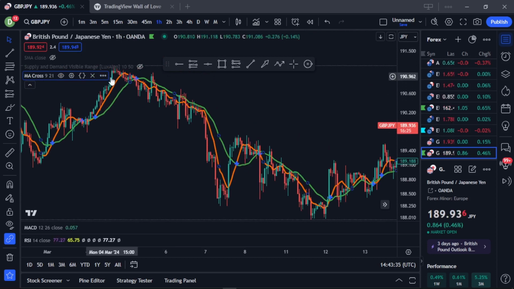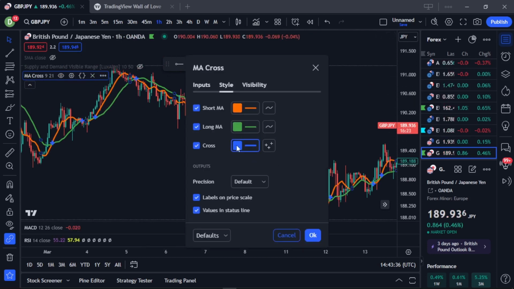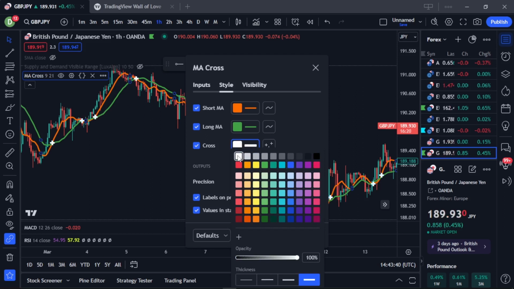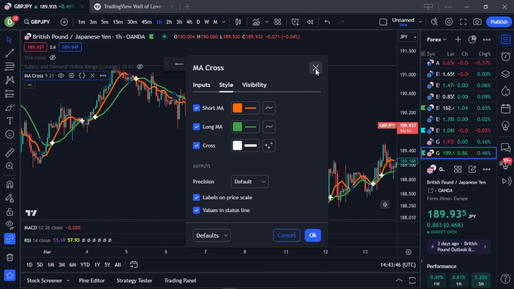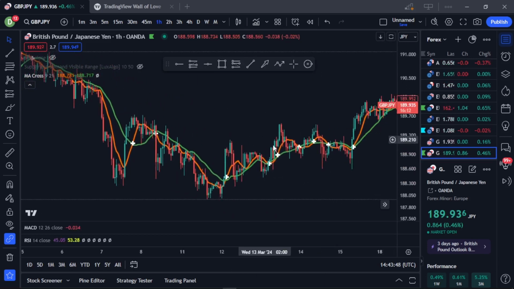So now let me give it a white color, maybe to make it a bit standard. I believe that white is okay for it, and then make it a bit thicker as well. Okay, so now you see where the plus is. That's where it gives you the opportunity to enter the market.